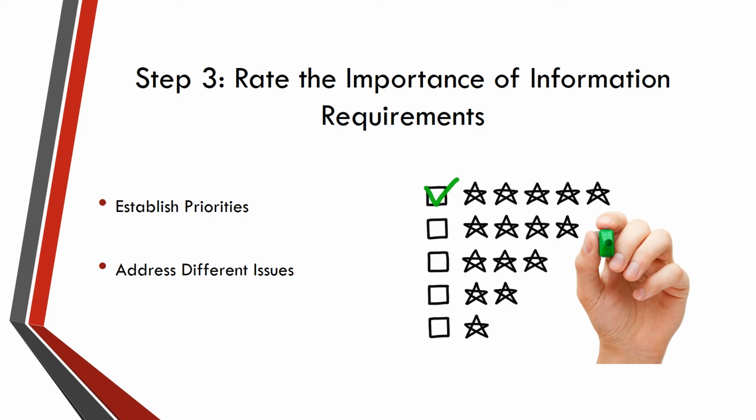The third step is to rate the importance of the information for different issues. This step is particularly important because it is needed to establish priorities on what information is to be collected and analyzed. To do so, the panel needs to set priority for information needed to address different issues.